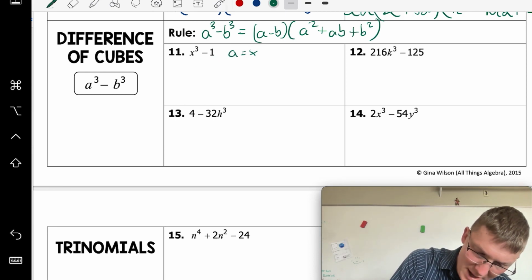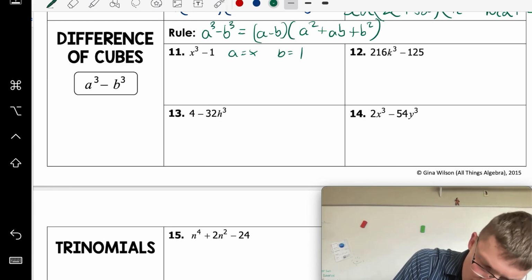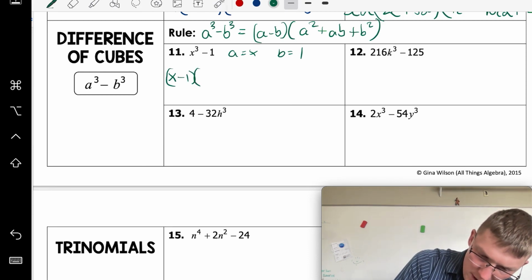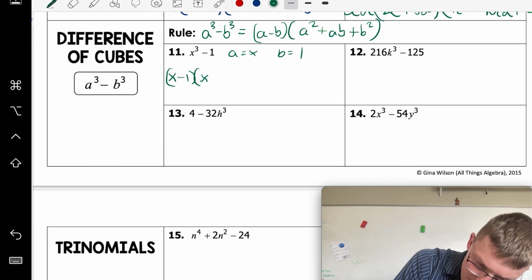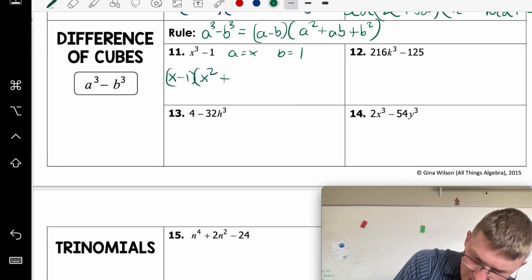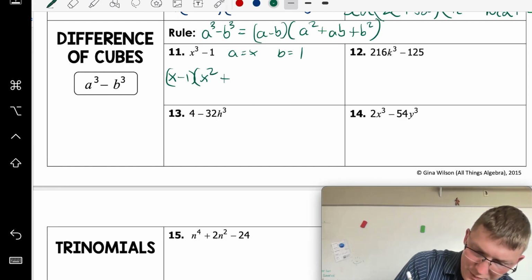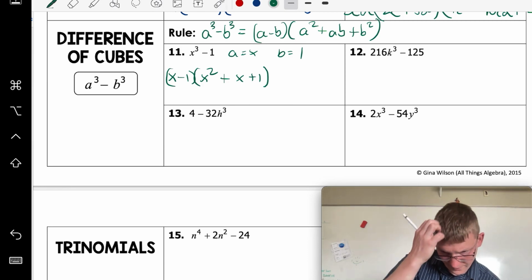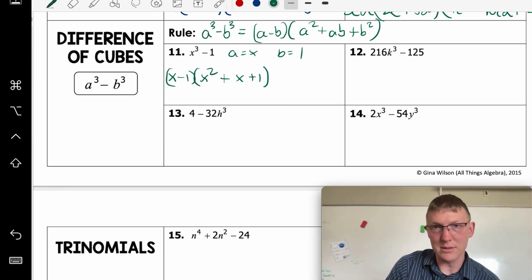Our a equals x, our b equals 1. So then we're going to have x minus 1. A squared is going to be x squared plus x times 1, a times b is just going to be x plus b squared is 1. And there you go. That's factored.